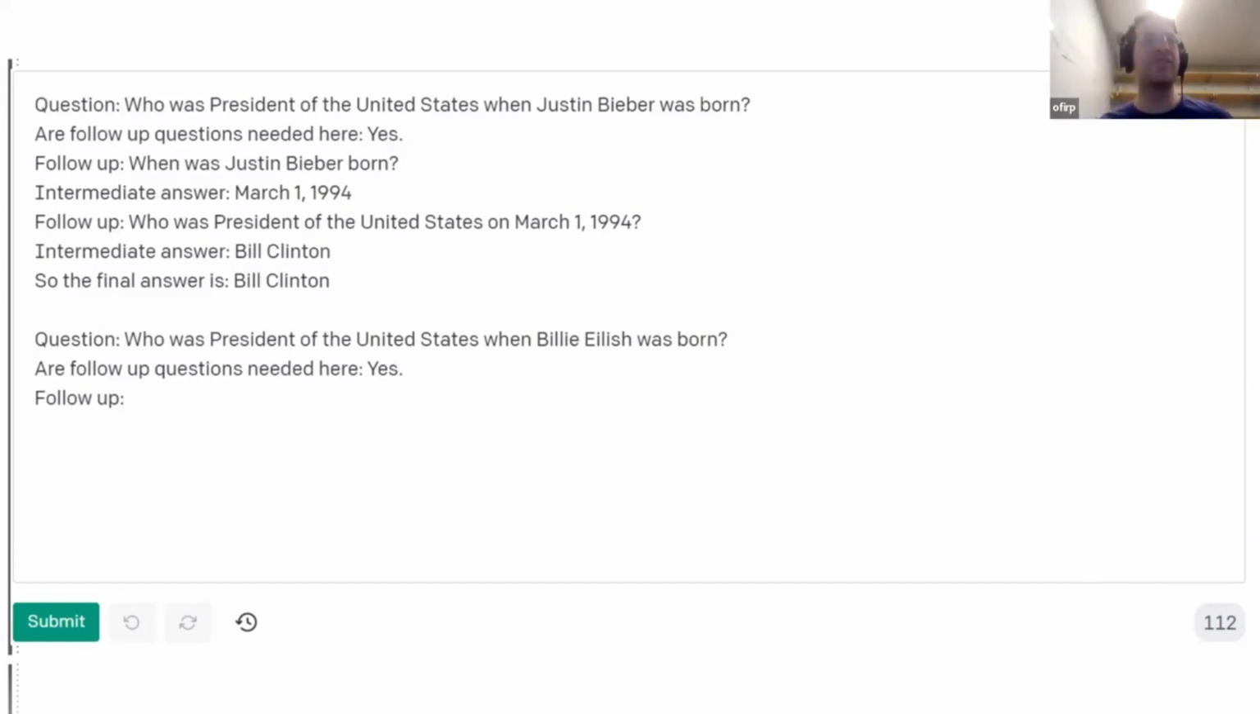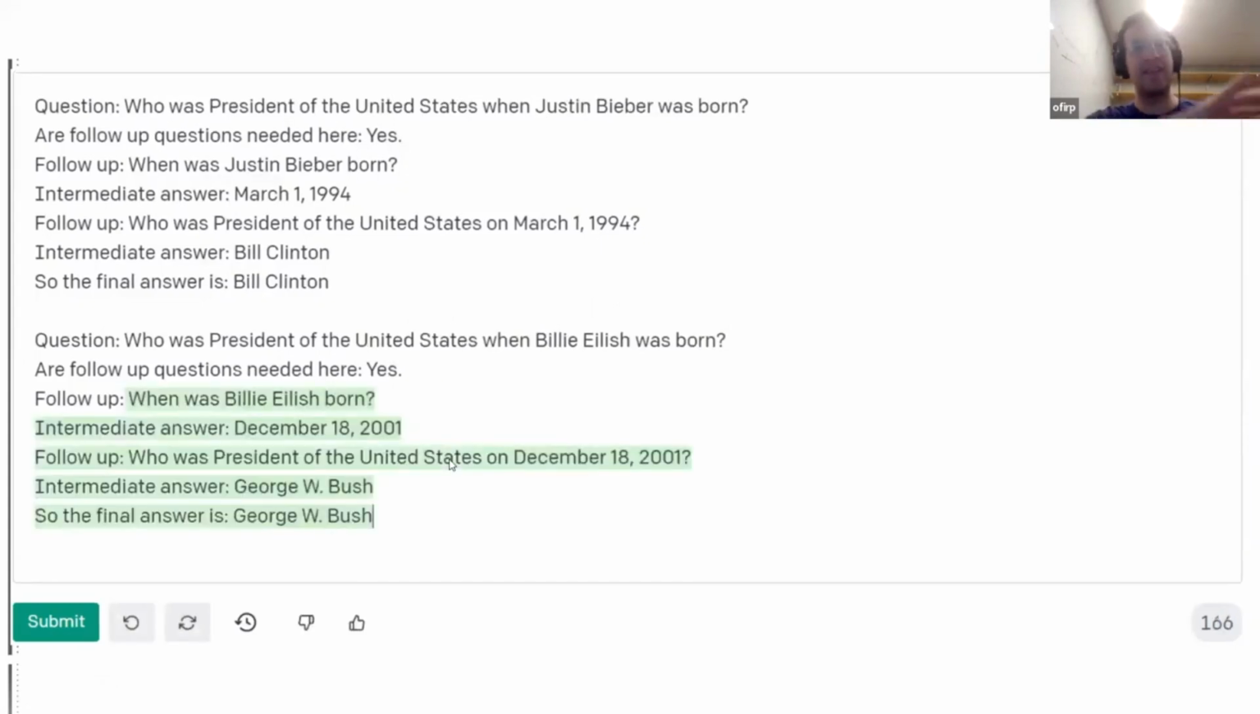And I think I'll show an example of that in a bit, but first let's see how our model does. So this is the prompt. We click submit, and then it types all of this automatically. So it automatically says follow up, when was Billie Eilish born? It answers correctly. Then it says follow up, who was president of the United States? It answers that correctly, and then it says, so the final answer is George W. Bush. And this was all generated by the model.